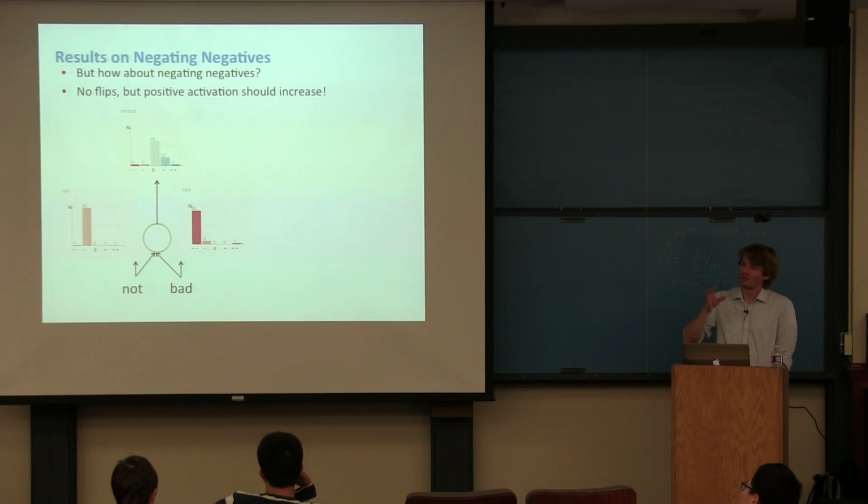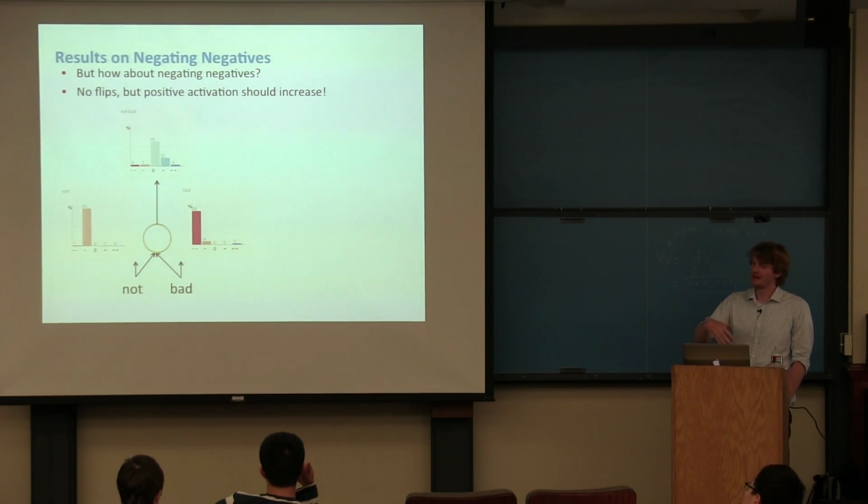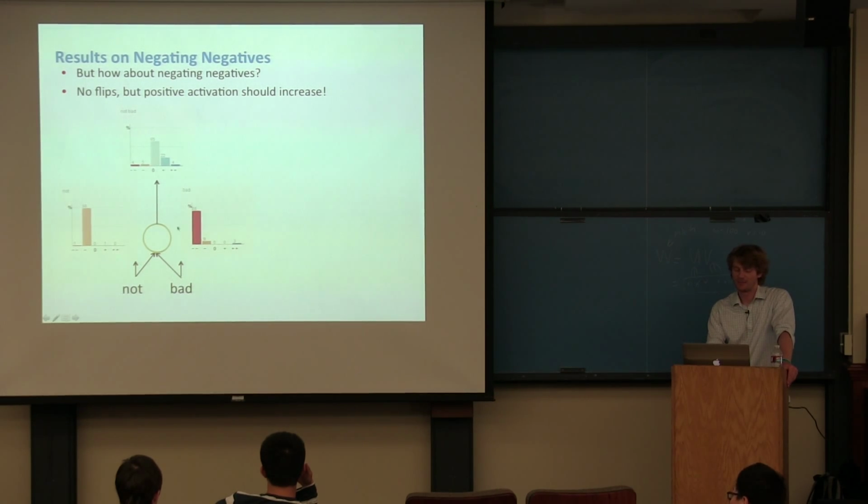That wouldn't have been that interesting. Fortunately, we then went ahead and created another data set, a subset of this data, where we had negative sentences, and then we negated those. And what you ideally would see there is that the neutral probability increases, and the positive probability increases. So here we have an example, not. Not as a negation by itself is often slightly negative. Bad by itself is predicted to be very negative.